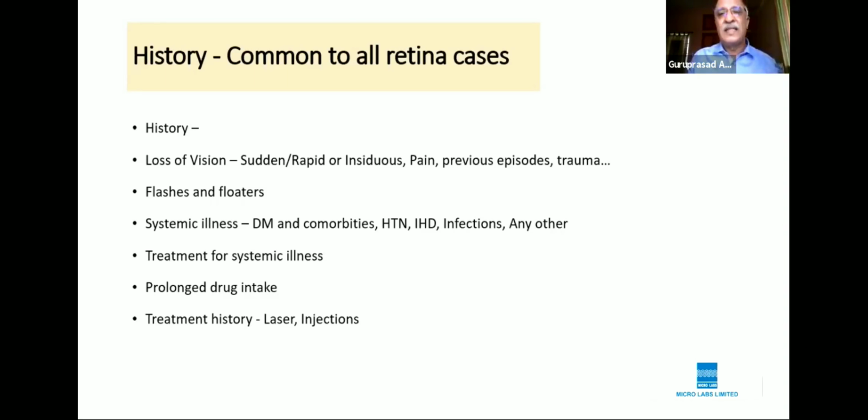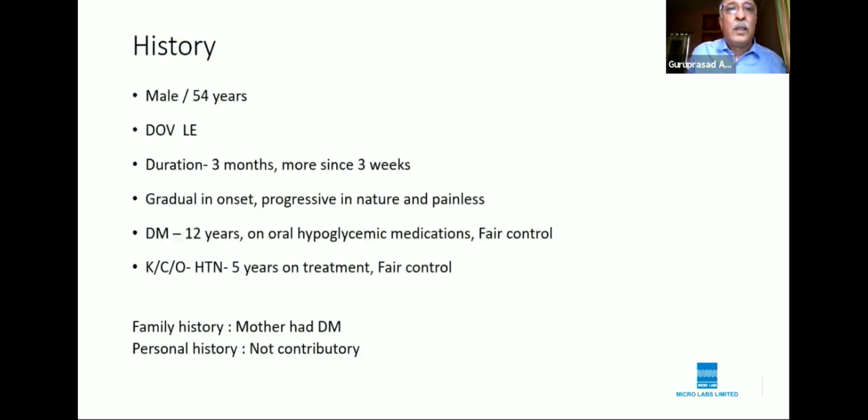Any treatment history, for example, the patient might have taken already laser treatment in the past or injections in the past, which are important for you to know for the further management of the patient with diabetic retinopathy.